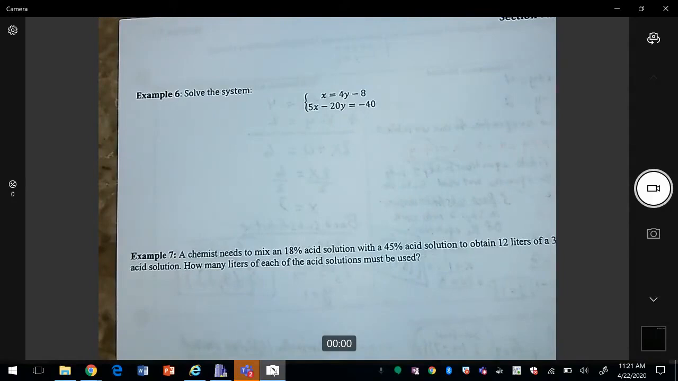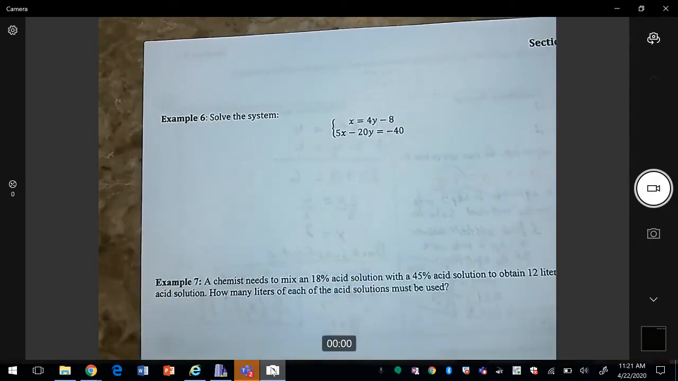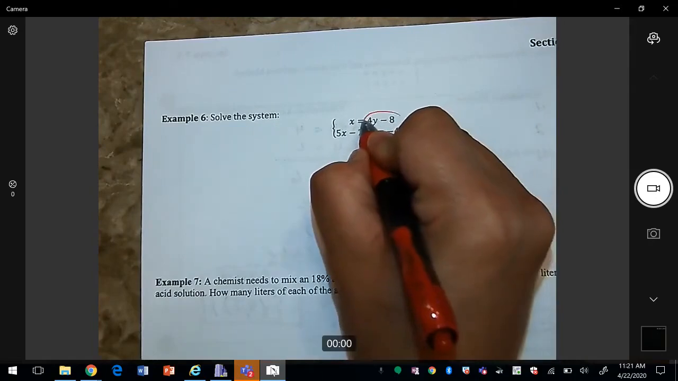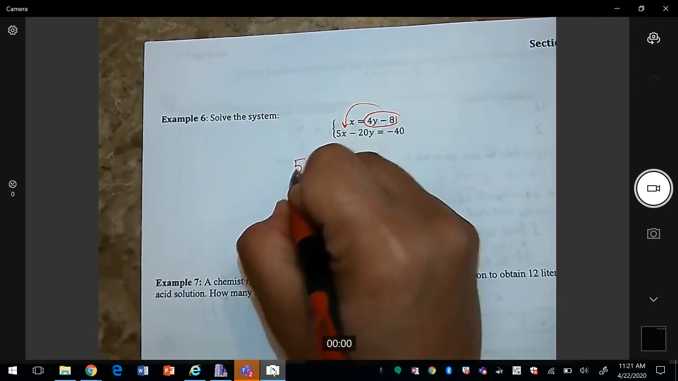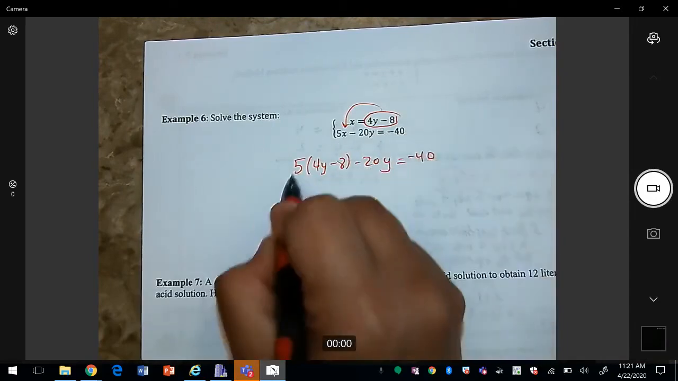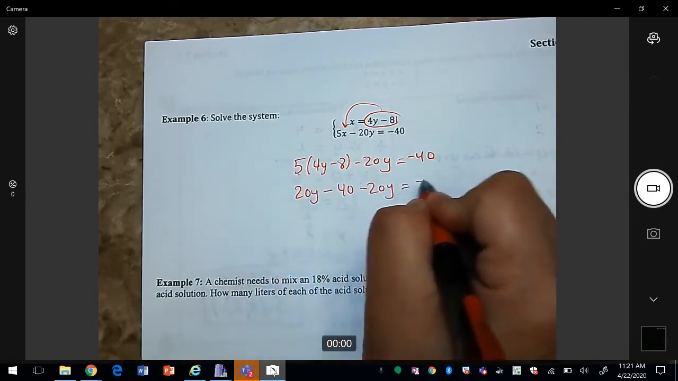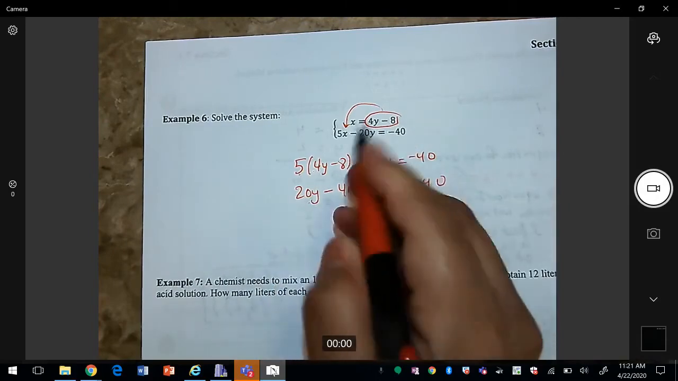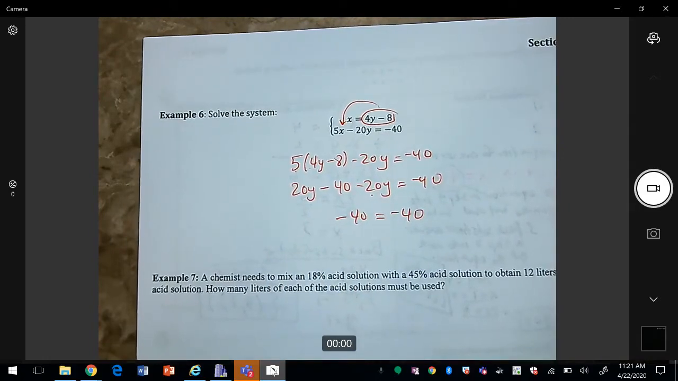Notice here the way the equations are set up. One of the equations is already set up for x. Whenever that happens, then I like to use the substitution method. So here, we know that x is equal to 4y minus 8. So we can substitute that in for x. So 5 times 4y is 20y minus 40 minus 20y equals negative 40. 20y minus 20y is 0. So we get negative 40 is equal to negative 40.